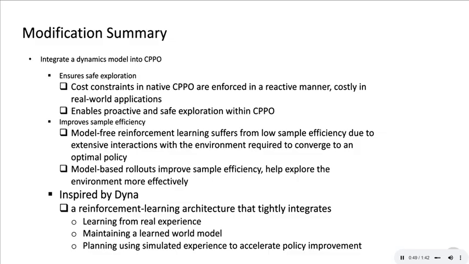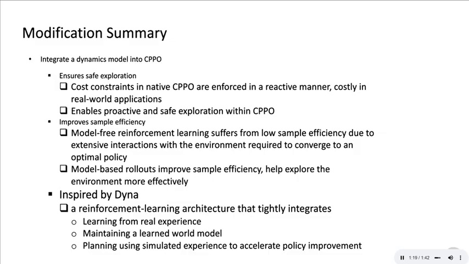Moreover, model-free reinforcement learning inherently suffers from low sample efficiency, as it requires extensive interactions with the environment to converge to an optimal policy. By integrating a Dyna-style framework, CPPO can leverage model-based rollouts to improve sample efficiency and explore the environment more effectively.